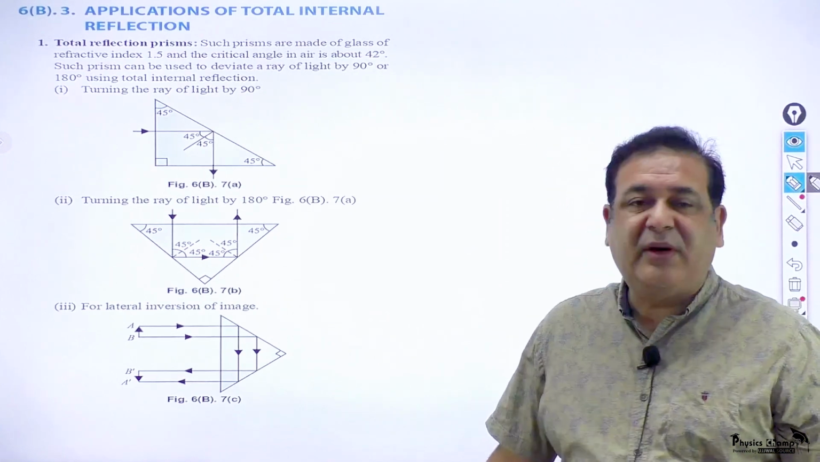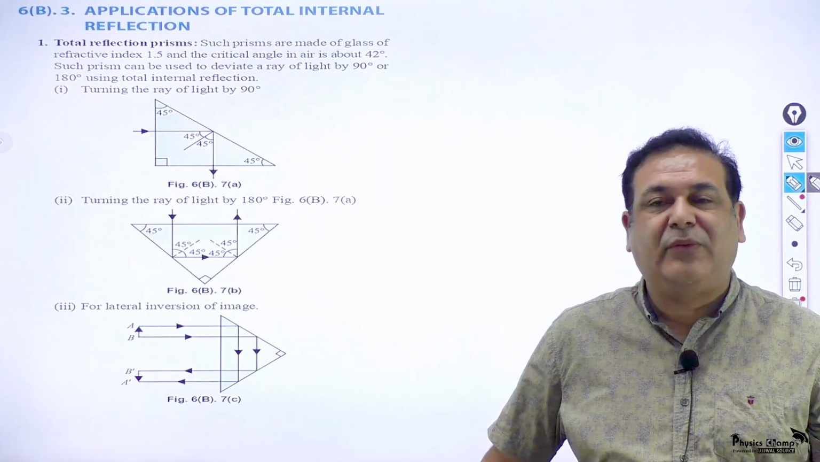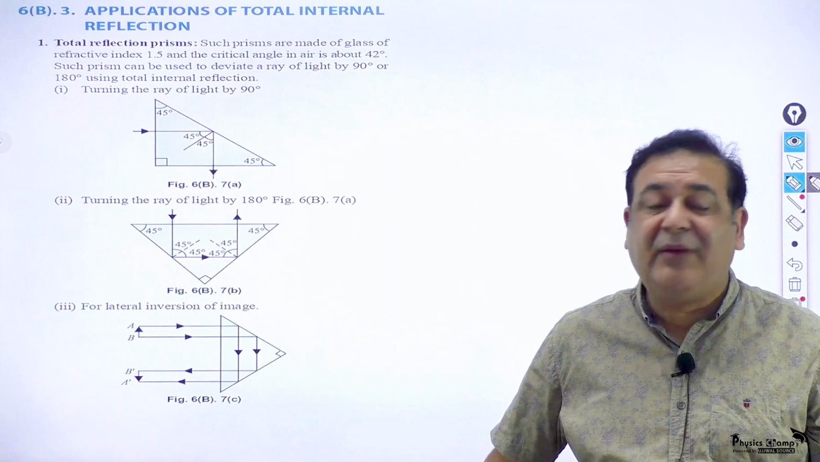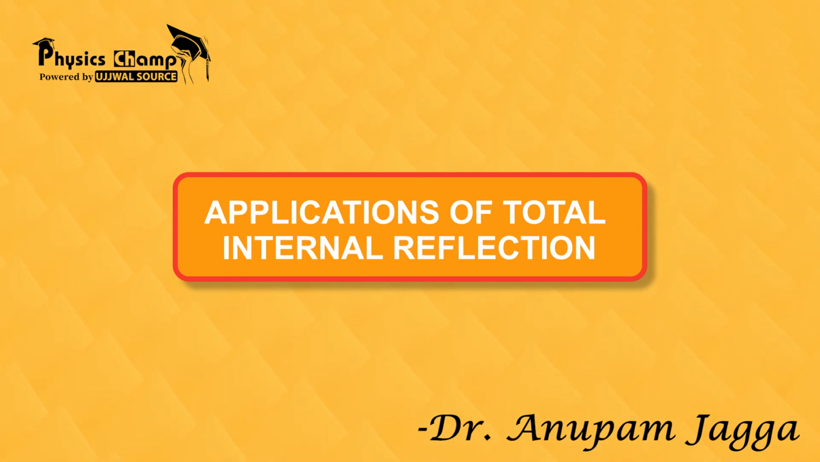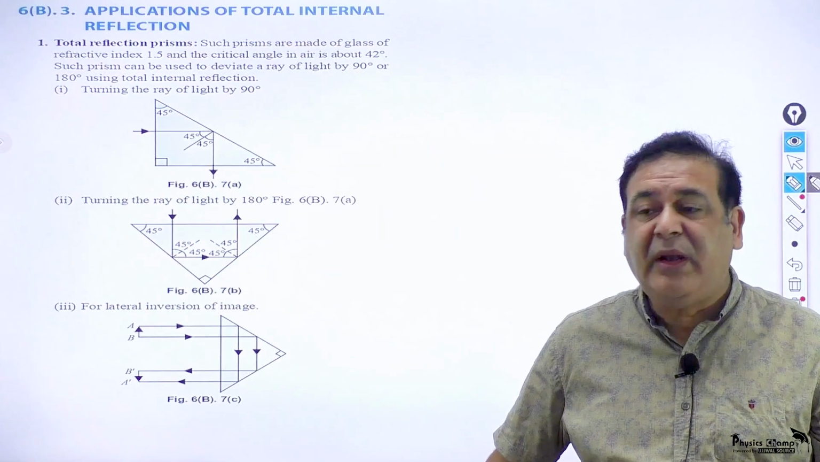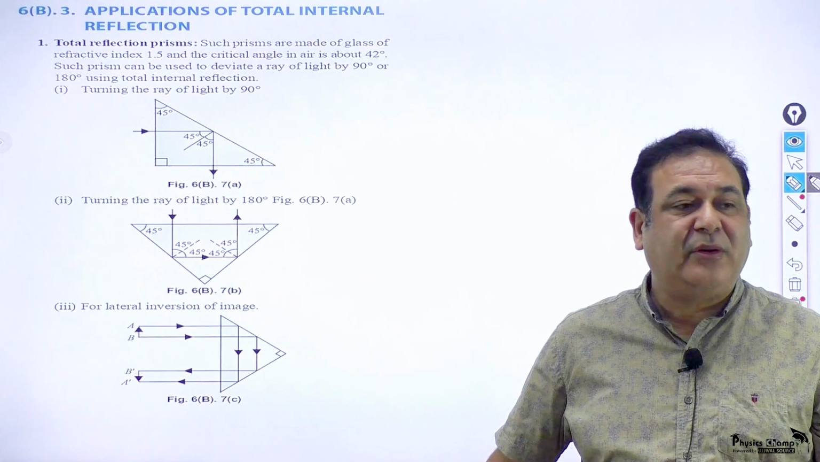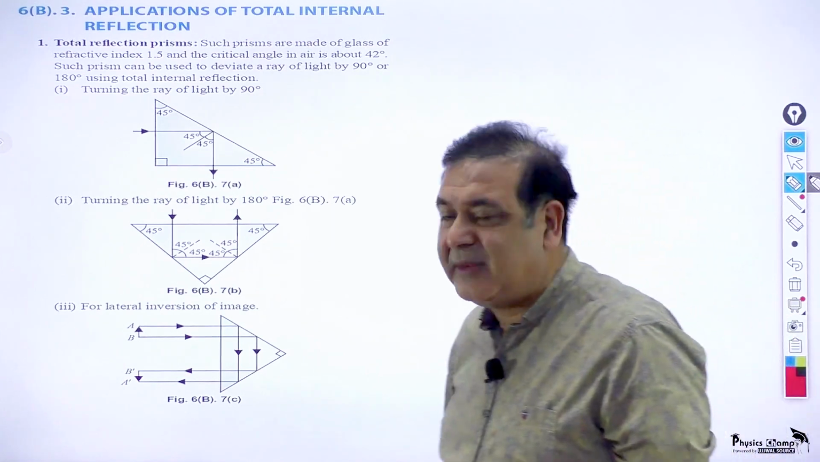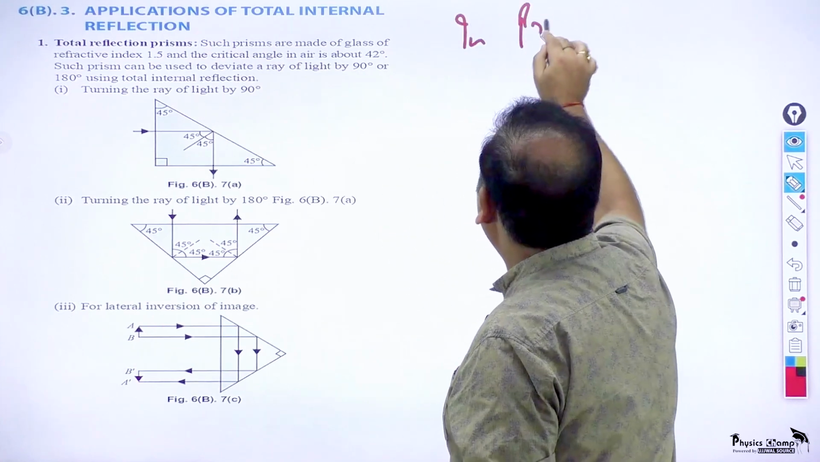So now, after learning total internal reflection, we can talk about some very, very practical and important applications of total internal reflection. There are so many observations in our daily life that are based on total internal reflection. Let's see the first one. It is total internal reflection in a prism.